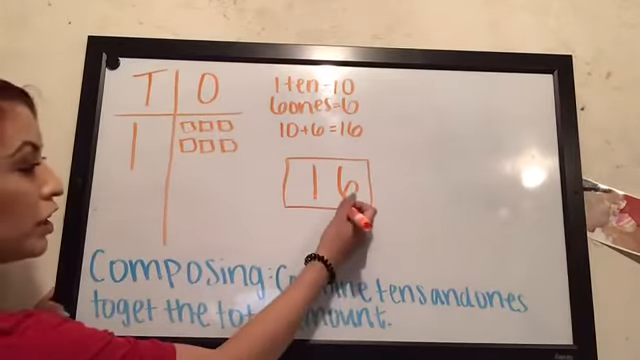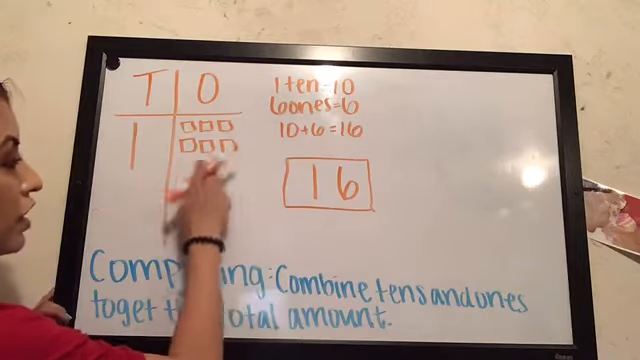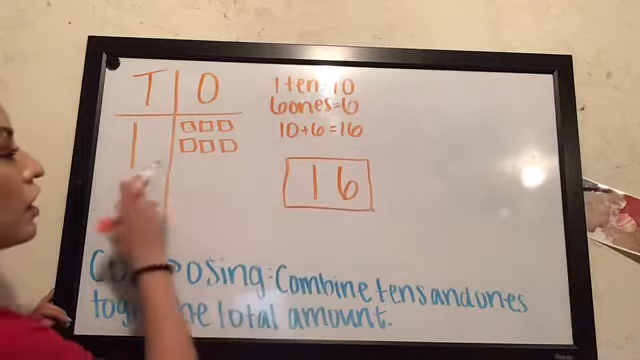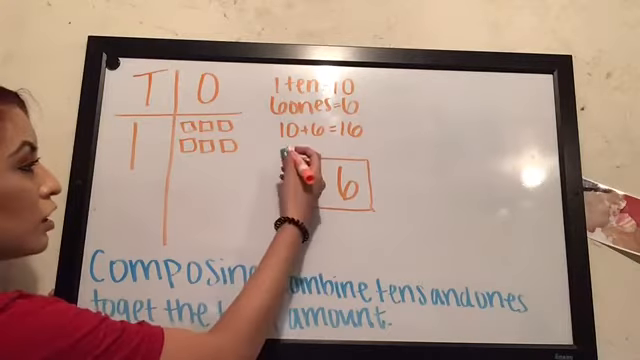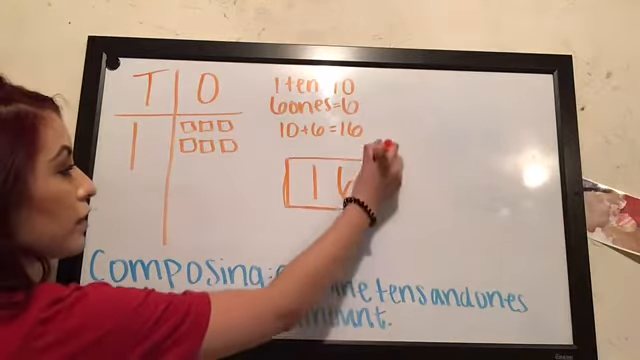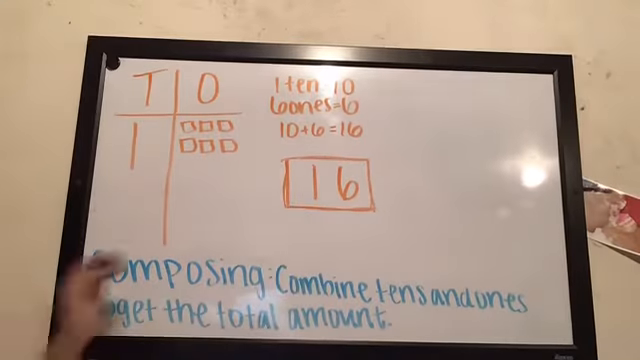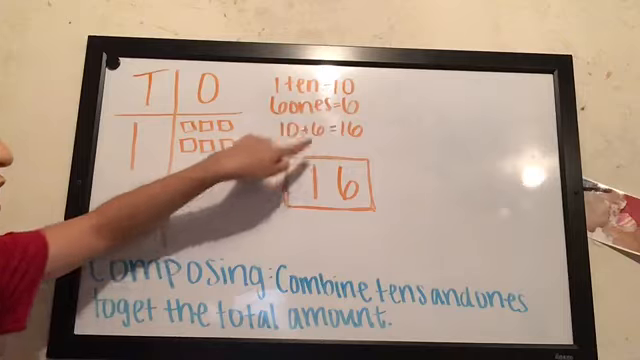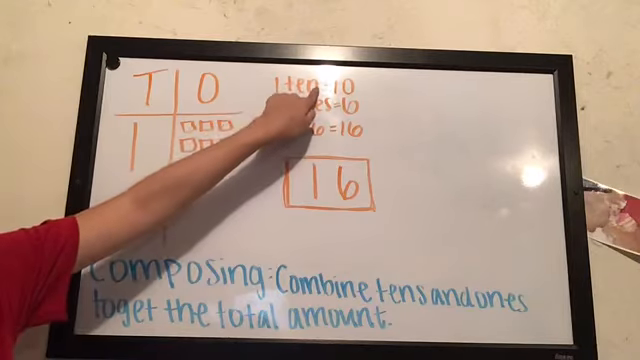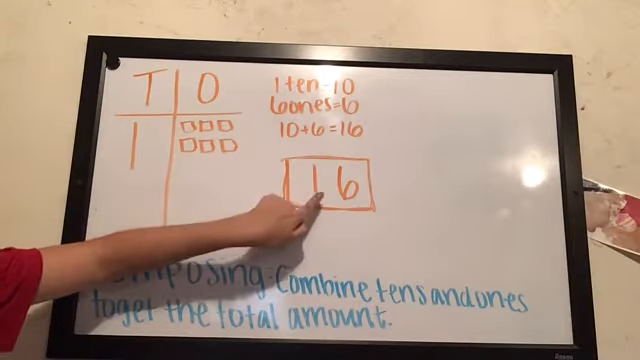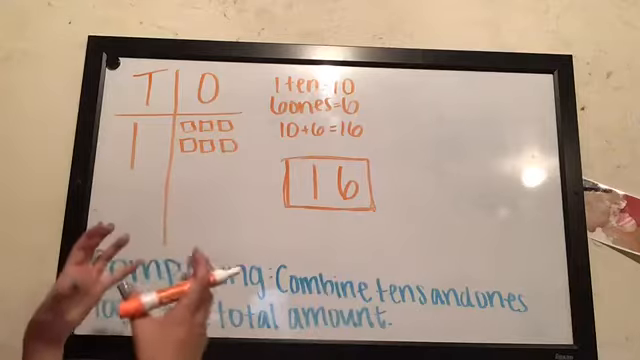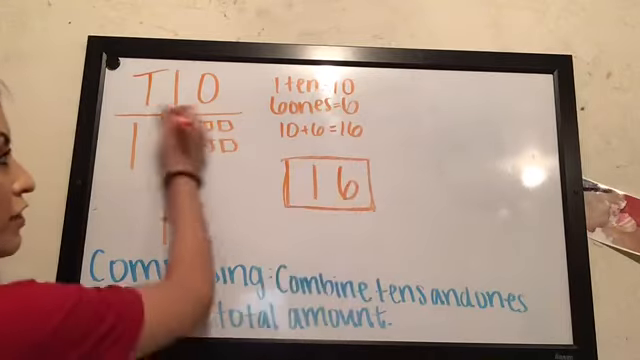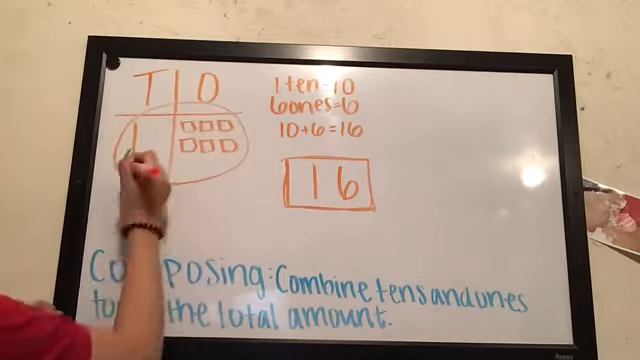And you can also put it here, you can put 6 ones and 1 ten. So the composed number is 16. And remember, we have 6 ones that equals 6 and 1 ten that equals 10. That's why in total, the composed number, when you put the tens and the ones together, is 16. So you have 16 in total here.